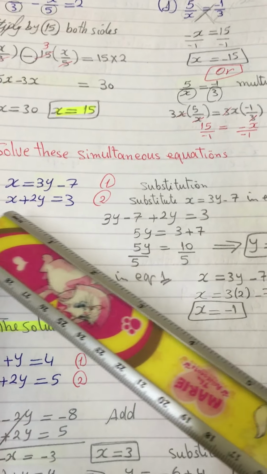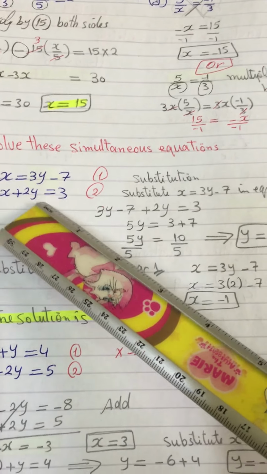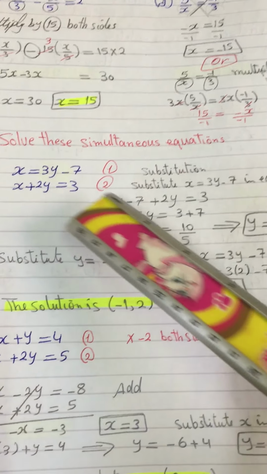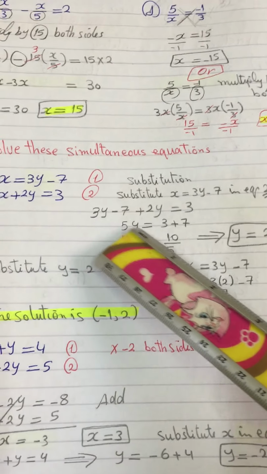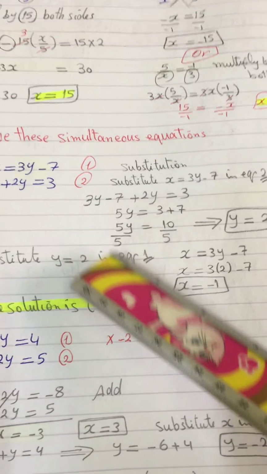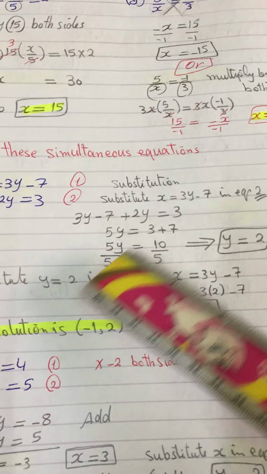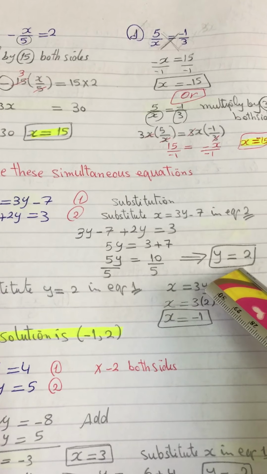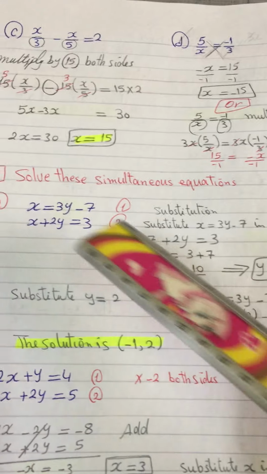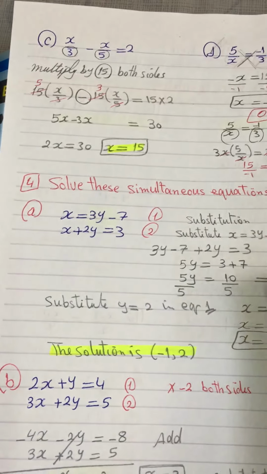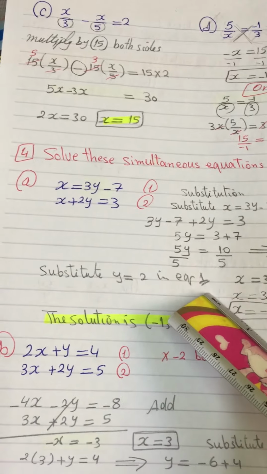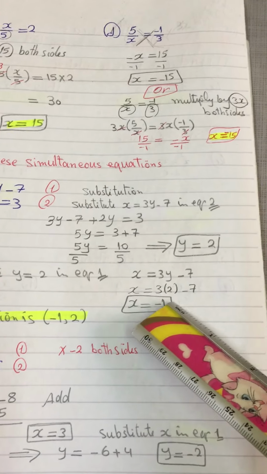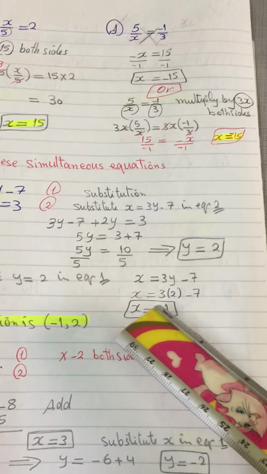Here equation 2 has x. Instead of x, I'll put 3y minus 7, plus 2y equals 3. Now I have just one variable, y. Collect the like terms. We have 5y equals 10, divided by 5, so y equals 2. I didn't finish. I have to find the value of x, so substitute in equation 1. y equals 2, I'll substitute it in equation 1, which is x equals 3y minus 7. x equals 3 multiplied by the value of y, 2, minus 7, so it will be negative 1.